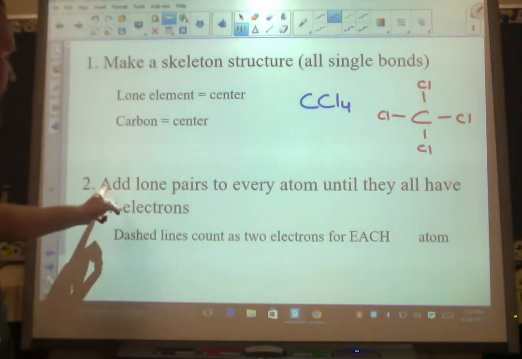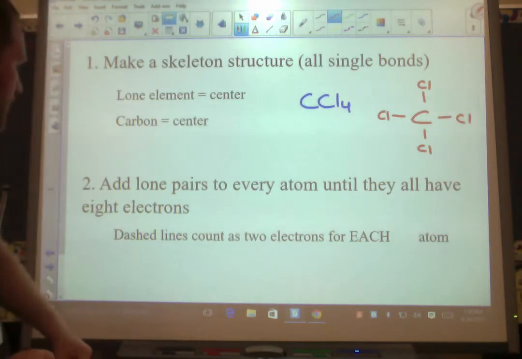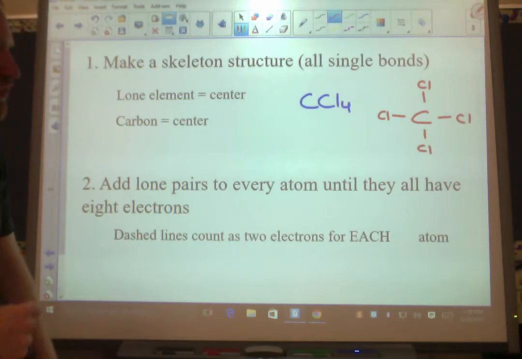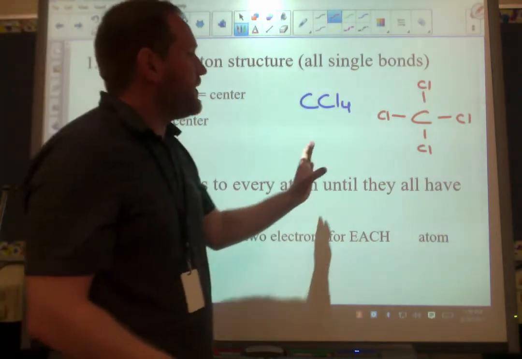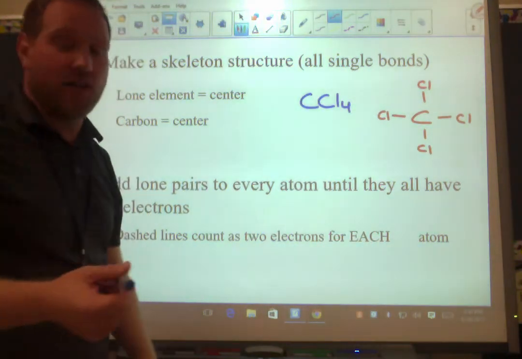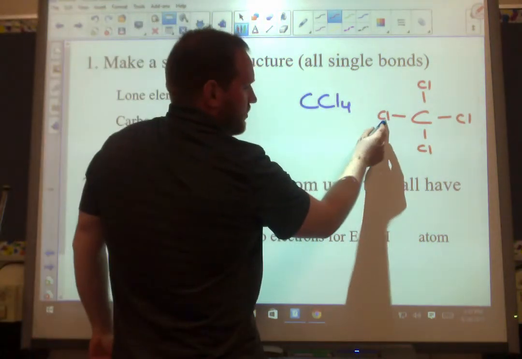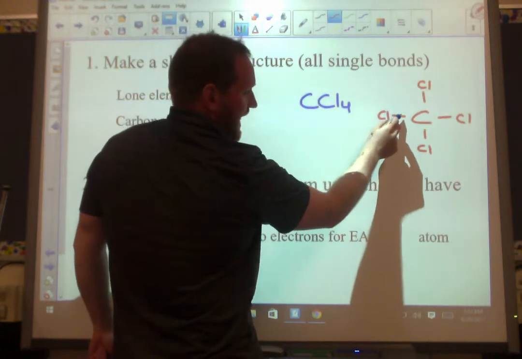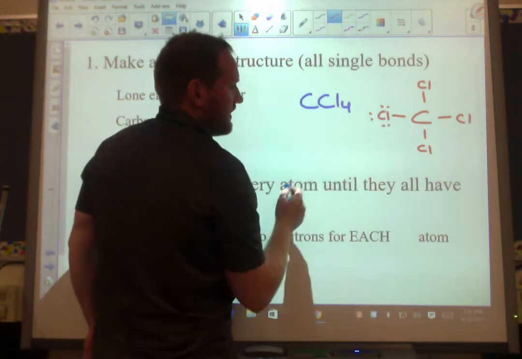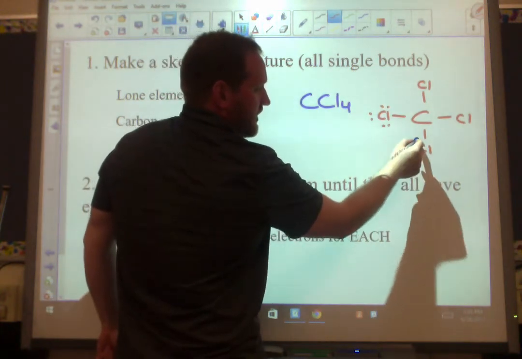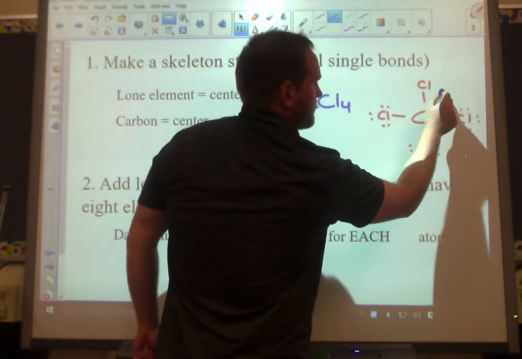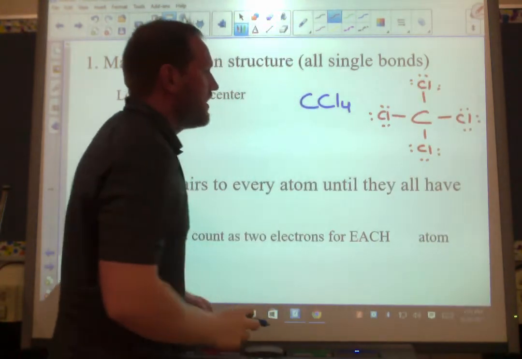The next thing we're going to do is add lone pairs to every atom until they all have 8 electrons. Dashed lines count as 2 electrons for each atom. So basically we need to make it so that all of these atoms have 8 valence electrons. So let's start with this chlorine here. It has 2 from this dash, and we're going to need to get to 8. So we're going to add 6 more like that. This one, same thing. 2, 4, 6, 8. Like this. Like that.